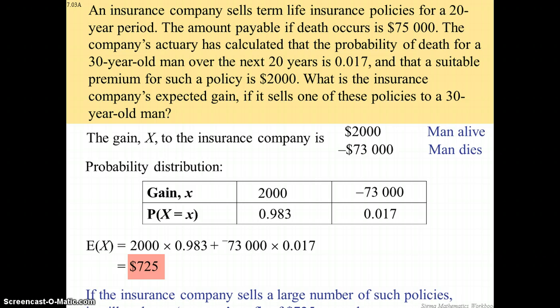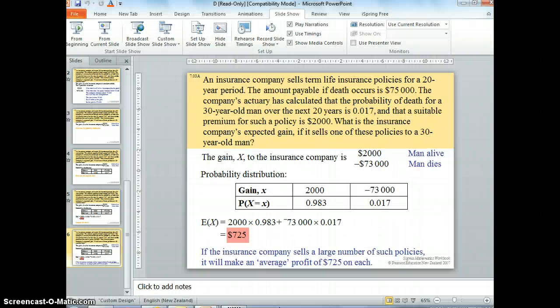If we interpret this result, I don't know if you can see it down there, but it reads, if the insurance company sells a large number of policies, it can expect to make a $725 gain per customer. So that's how you can interpret the $725. So it has to sell quite a few policies to make $725 per customer.